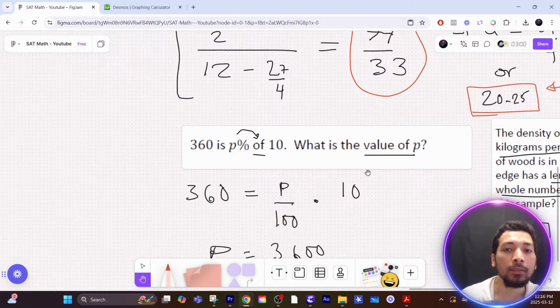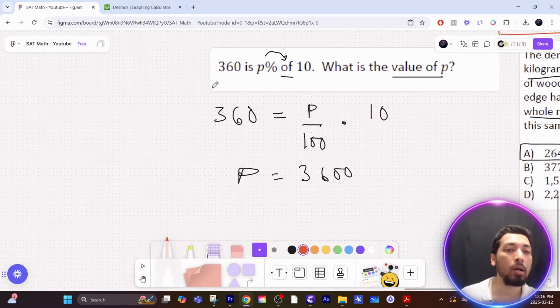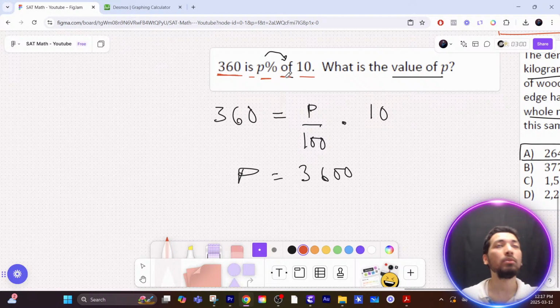Perfect. Now, let's look at this percentage problem. This is one of the common problems that you can come across in your SAT math section. So the problem statement says 360 is p% of 10. So anytime we have the word of after percentage, that means multiplication. So you need to keep that in mind. So now we can just set up the equation. 360 is means equal sign. P% means P over 100. Percent means over 100. So we set up the fraction P over 100 times this value 10.